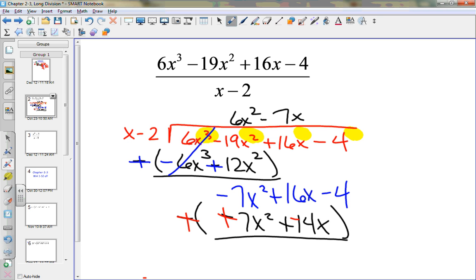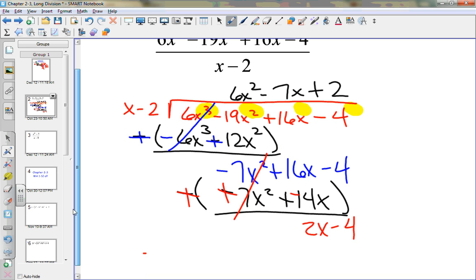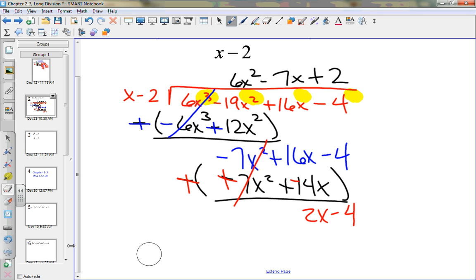So now what's negative 7x squared plus 7x squared? That's gone. What's 16x minus 14x? 2x. Minus 4. Now, what do I multiply x by to get 2x? By a 2. So what do I do on the diagonal? So 2 times x is 2x. 2 times negative 2 is minus 4.